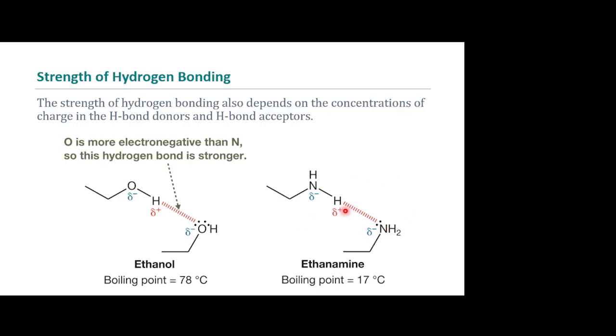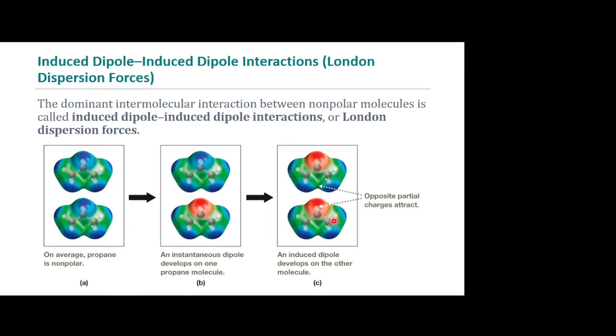Though part of that is actually because there's only one acceptor on this nitrogen here, versus this one has two acceptors, so you can make networks. Whereas this can't make networks, really. Okay. And so this one's induced London dispersion forces, induced dipole interactions.